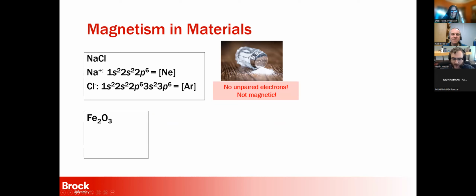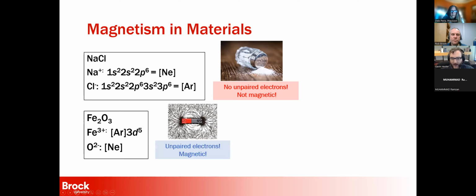But then there's iron oxide, which is actually the first magnetic material humans ever discovered. And if you do the same routine of figuring out where the electrons are, you'll see that there are 5 unpaired electrons in iron. And since electrons have an inherent magnetic moment, if they're not paired to compensate one another, you get a magnetic material.